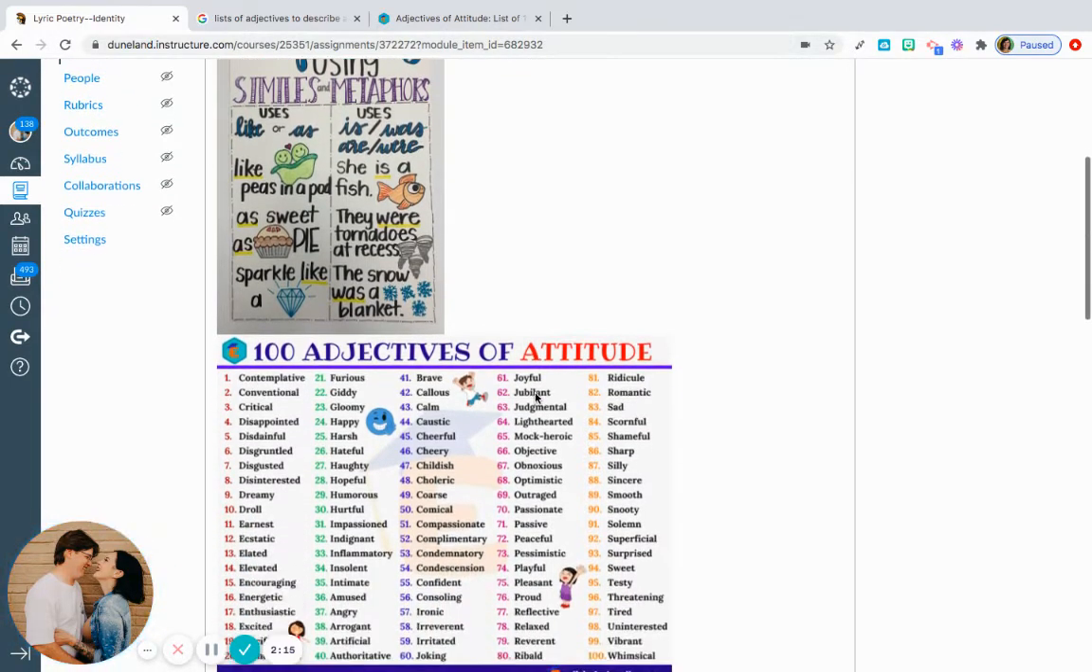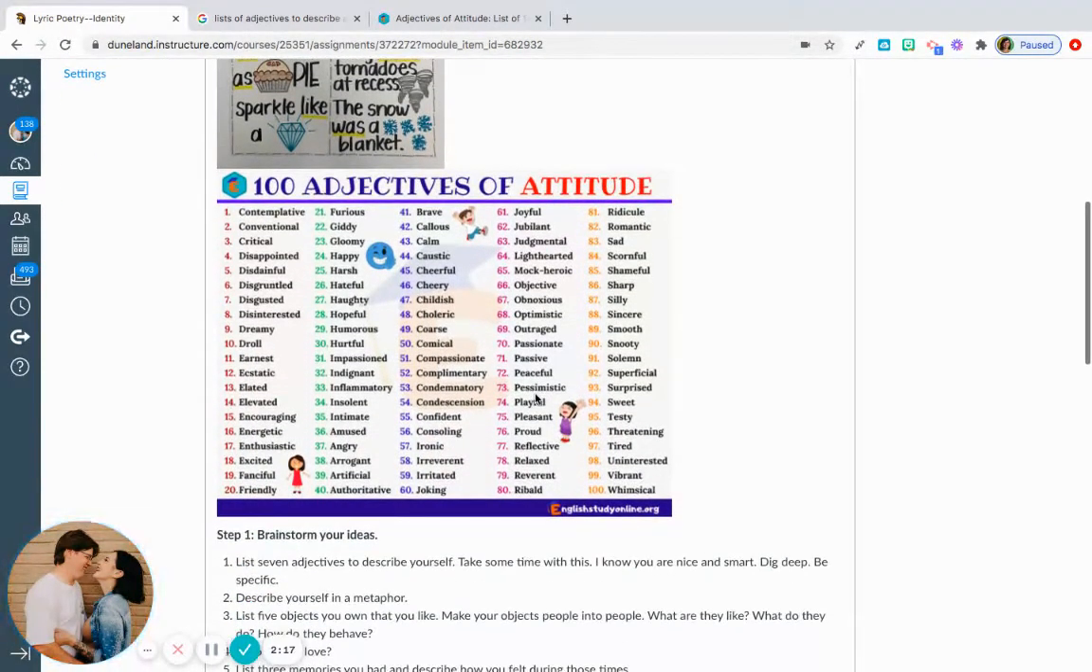but it's not too difficult. It's also going to ask you to, for question one, this first brainstorming, list seven adjectives that describe yourself. So I gave you a list that I found online of 100 adjectives that describe attitude with characters. But again, you don't have to pick something just from this list. You can pick really anything, as long as you think that it describes you.